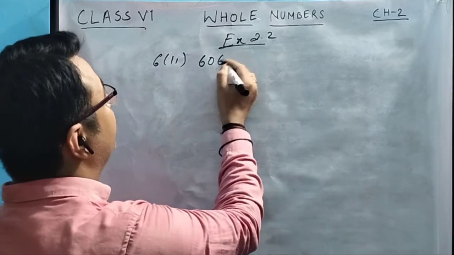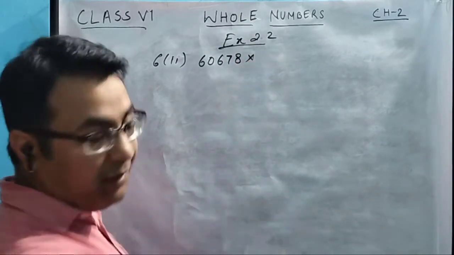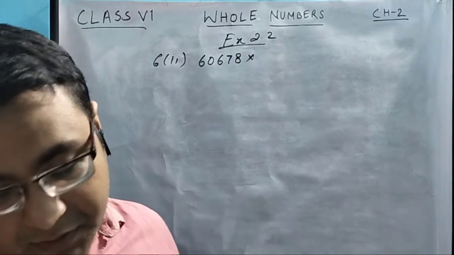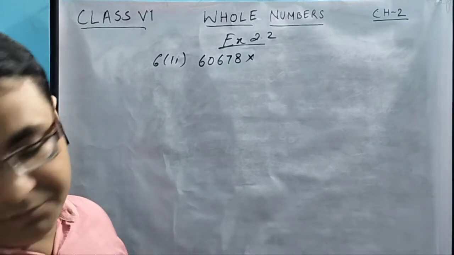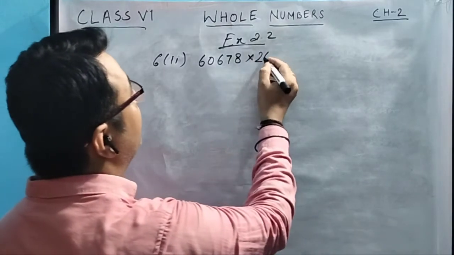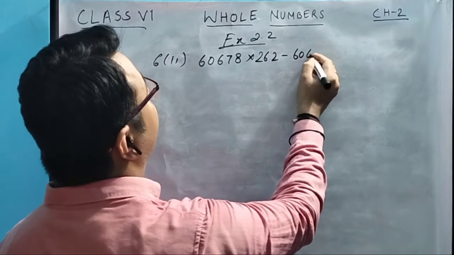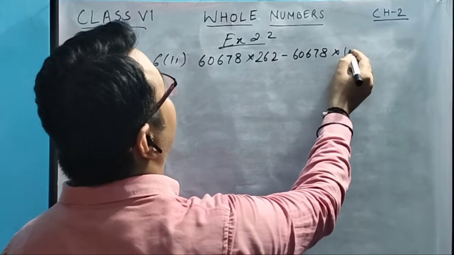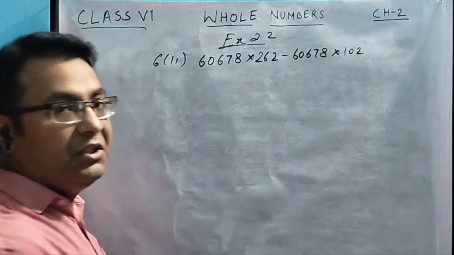60678 multiplied by 262 minus 60678 multiplied by 102. This is the question. Okay.